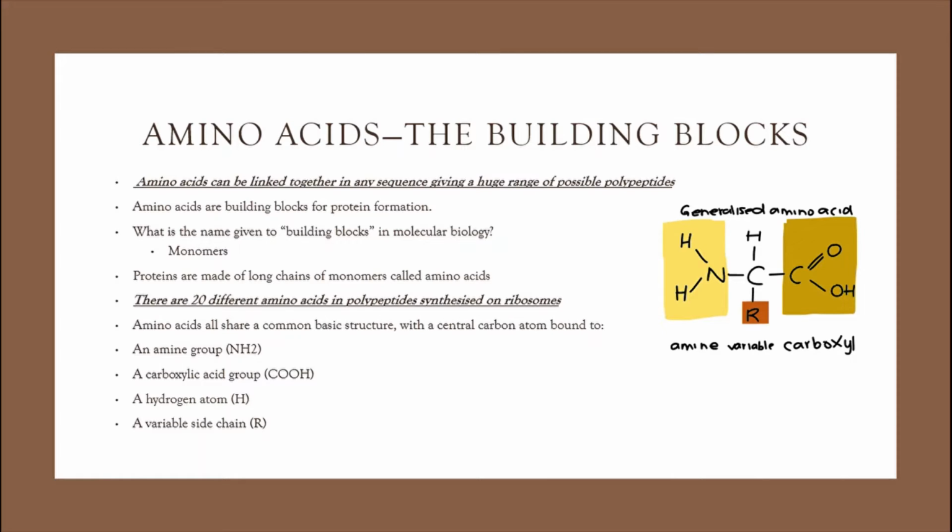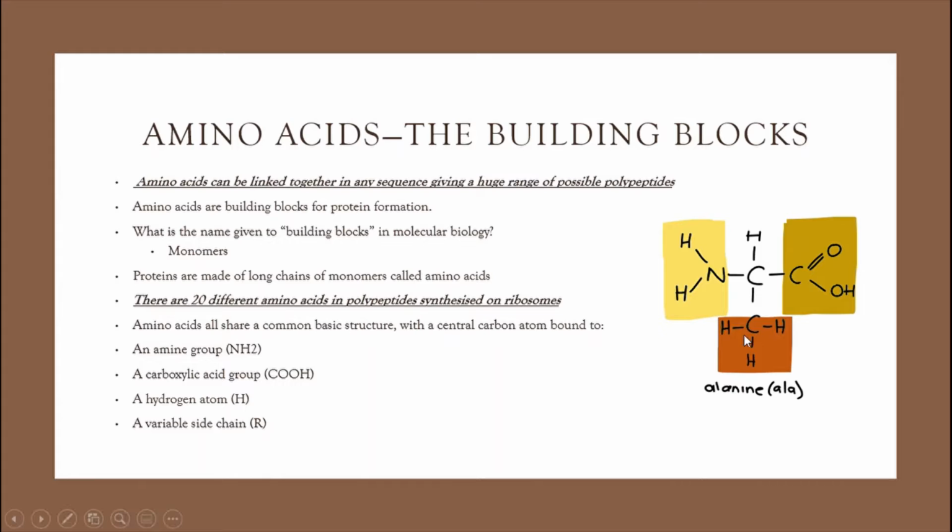So the most simple amino acid we can have is if we replace this R with a H. And that gives us the amino acid called glycine, or as is written in shorthand, GLY. So by replacing the variable region with a H, we get this amino acid glycine. We can replace that variable region with a CH3, and that will give us the amino acid alanine.